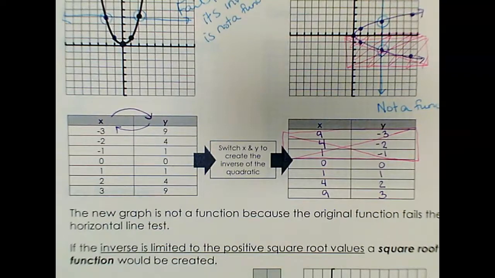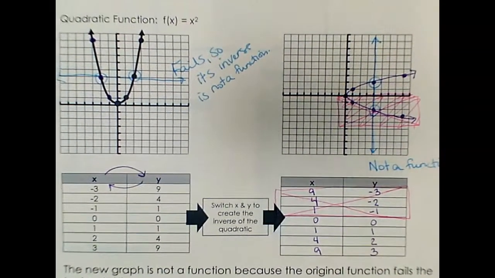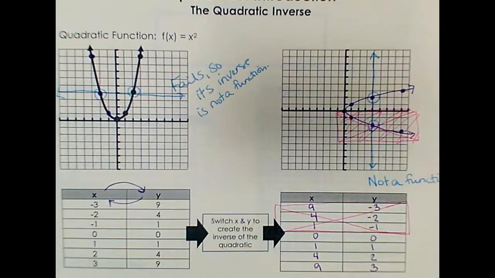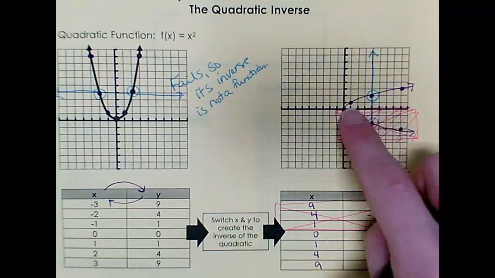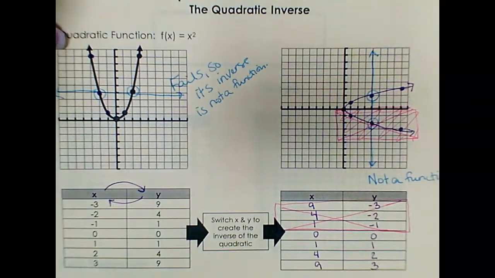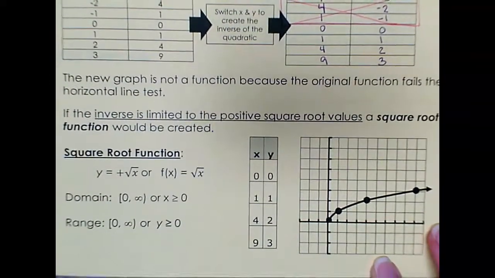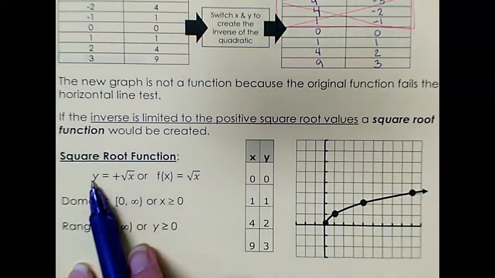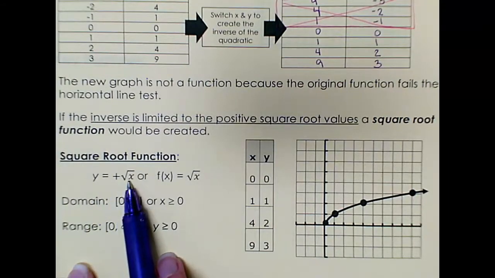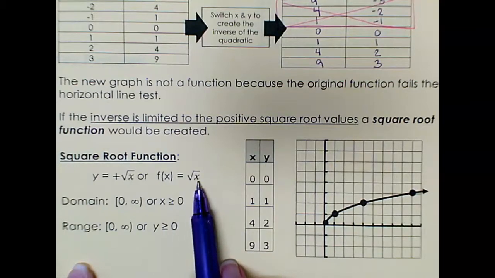So the reason that we discuss the square root parent function after we discuss inverses and quadratics is because the square root parent function is the inverse of the quadratic parent function. We just ignore the bottom part so that it can actually be a function. So at the bottom, you'll see some of the key features of the square root function. You can either write it as y equals the positive square root of x, or f of x equals the square root of x, just like we had on the previous page.